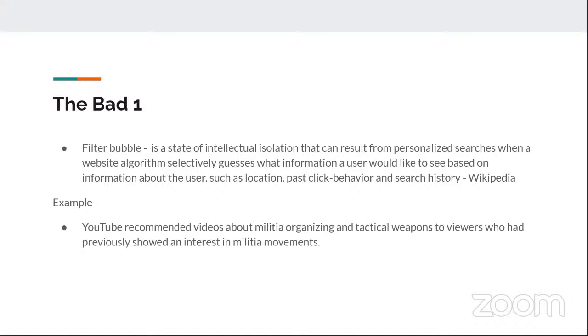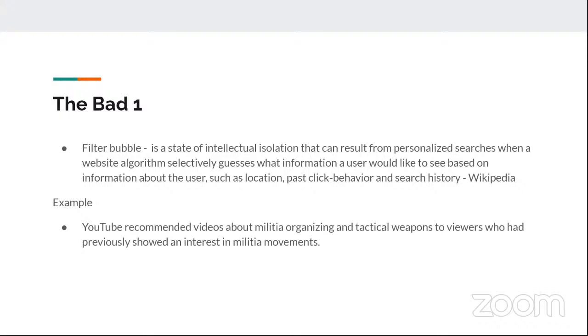This particular example is from Fox News, where some people watched some videos on militia tactics. You find out that the algorithm kept on recommending similar things for them: how to stage a siege, how to handle tactical weapons, how to stand against the government. And this was from the January 6th attack on the Capitol of the US that happened last year.